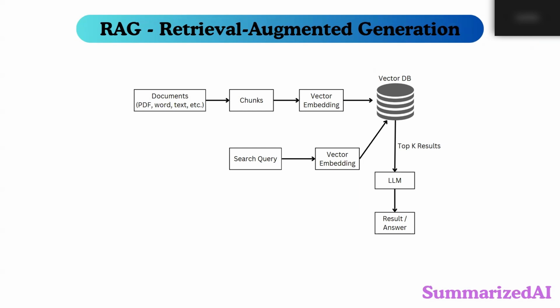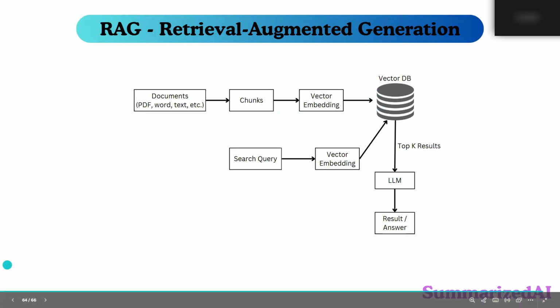Imagine you have a large collection of documents. The first step is to break these documents into smaller chunks, to make them easier for AI to process and analyze. Next, for each chunk, the system creates a vector embedding, a numerical representation that captures the meaning of the text rather than just the words. These embeddings are then stored in a vector database, a specialized type of database designed for fast similarity searches.